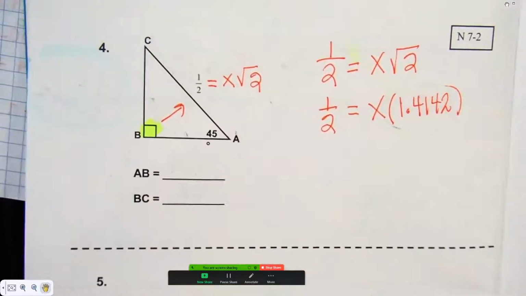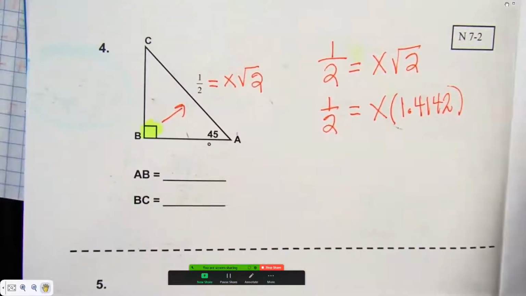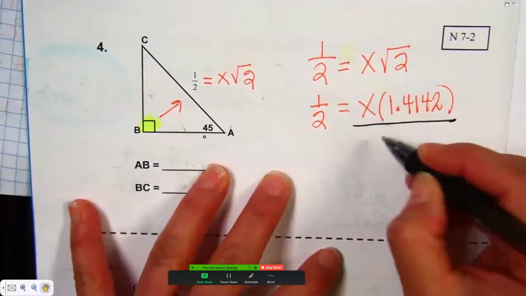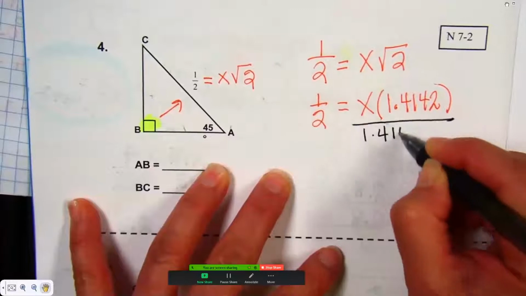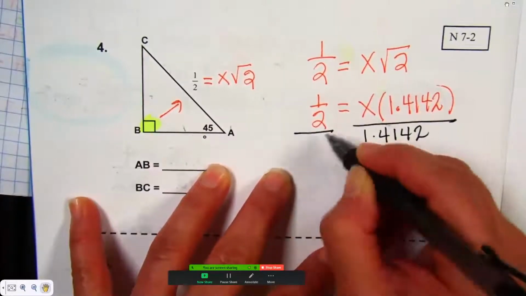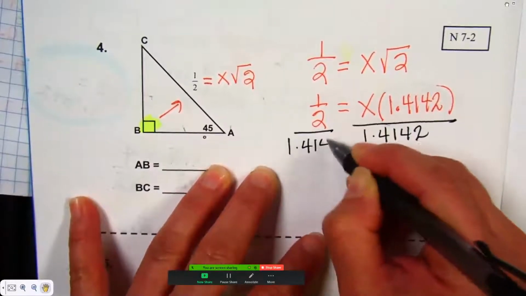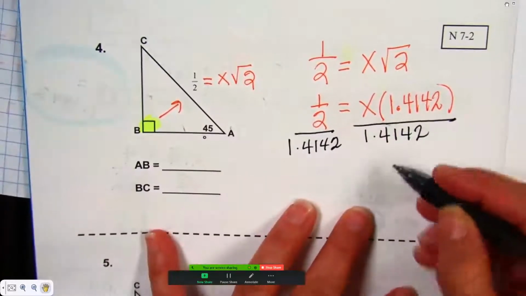All right, we want x to be all by itself. So let's go ahead and divide both sides by 1.4142. All right, we are rolling now.